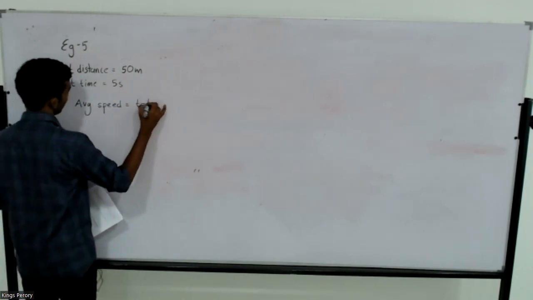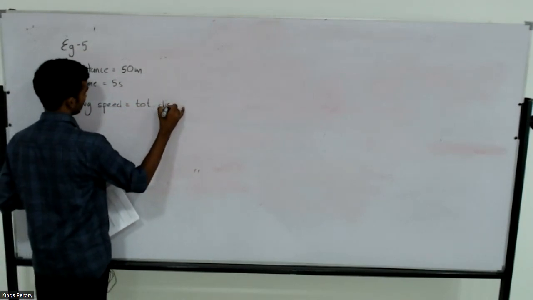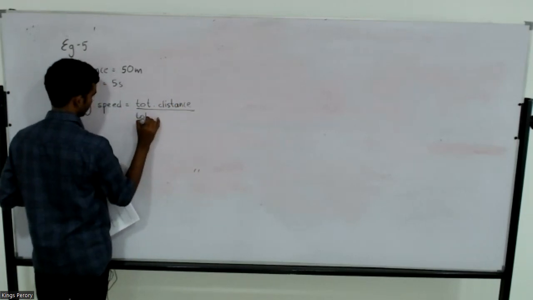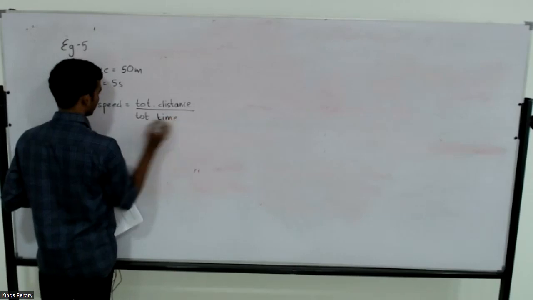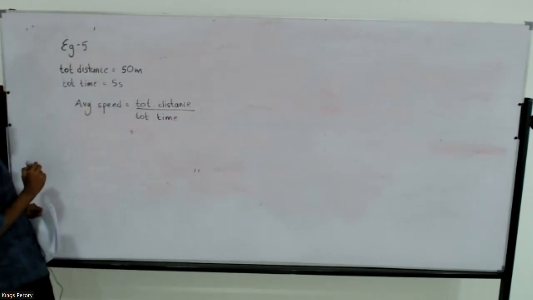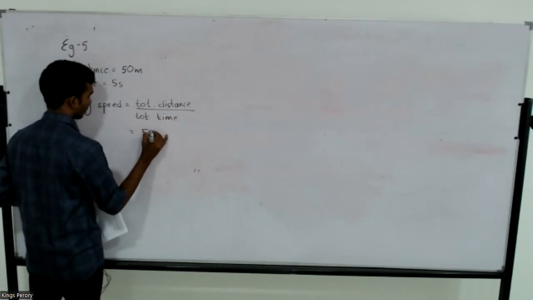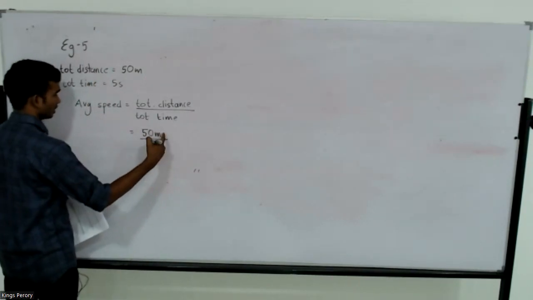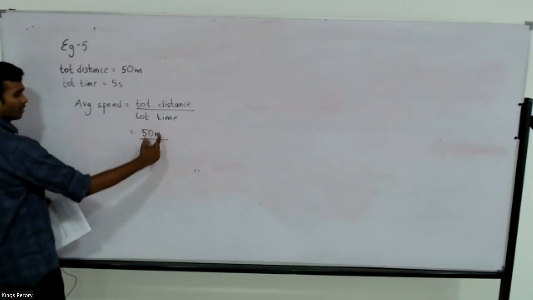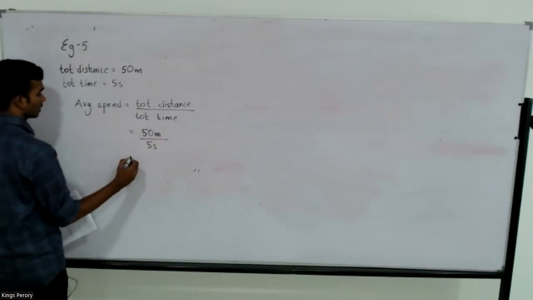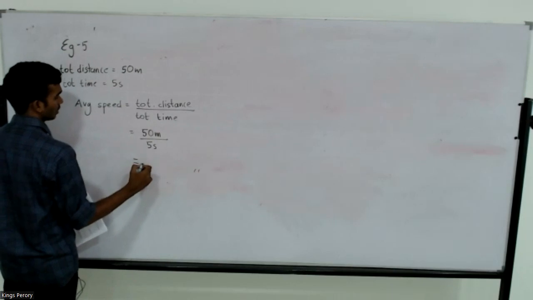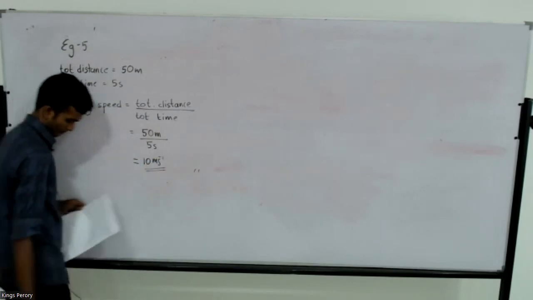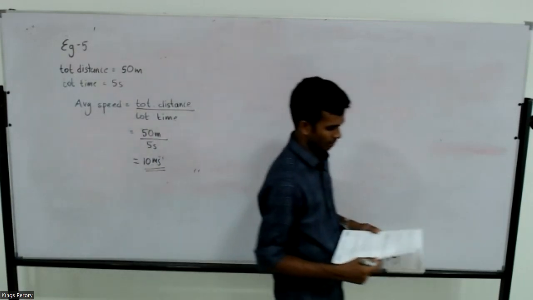Average speed equals, you need to write the equation and start. Total distance divided by total time. What's the total distance? 50 meters. What is the total time? 5 seconds. Please substitute with the units. If you don't write the units, no marks. Then what is the average speed? 10 ms to the power minus 1.